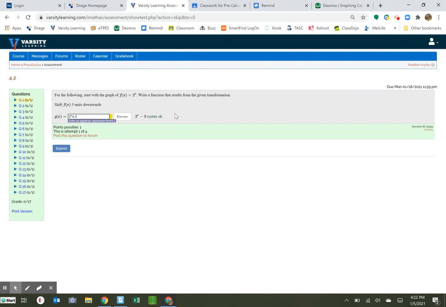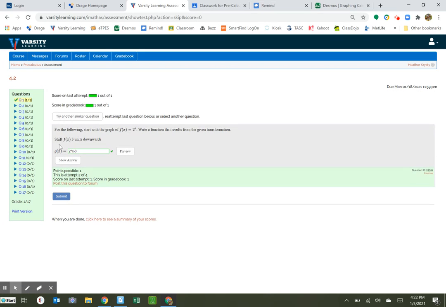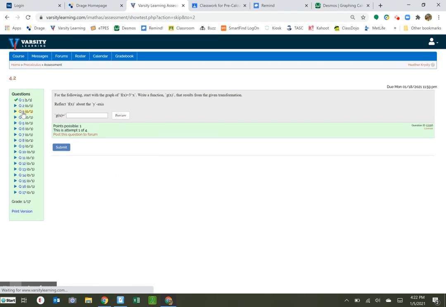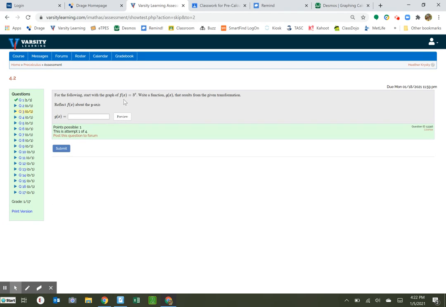Okay, so that tells me I want to go 3 units down, and I'm going to submit. Okay, so these are the first couple questions, first maybe 6 or 7 actually. All right, here, take 3 to the x and reflect it about the y-axis. So how do you do that?